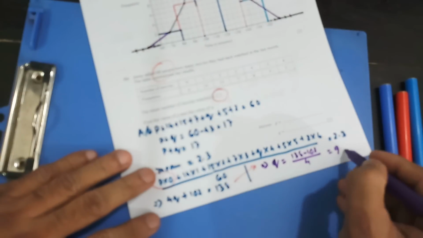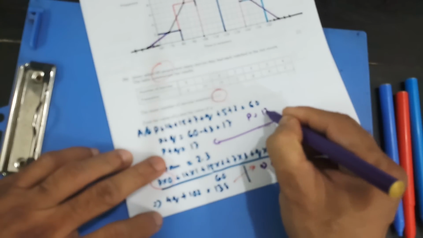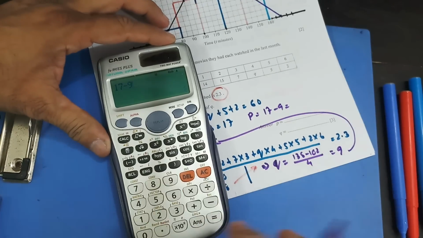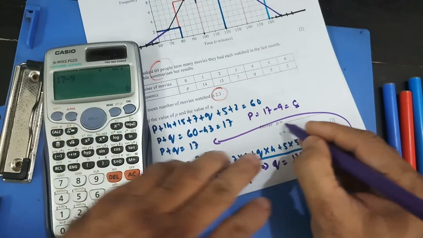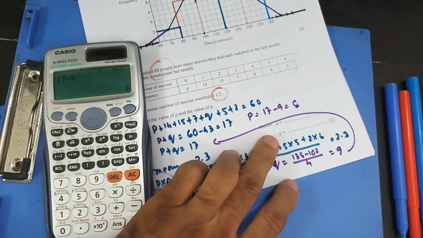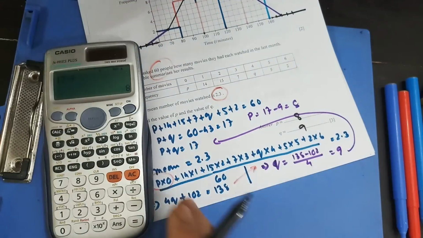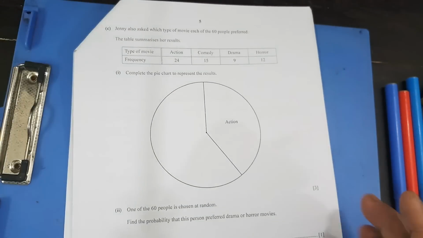Now if I put this Q's value in this particular place, P equals 17 minus 9, that's going to be 8. So the value of P is 8 and Q is 9. It's done. Okay. Let's do the next one.